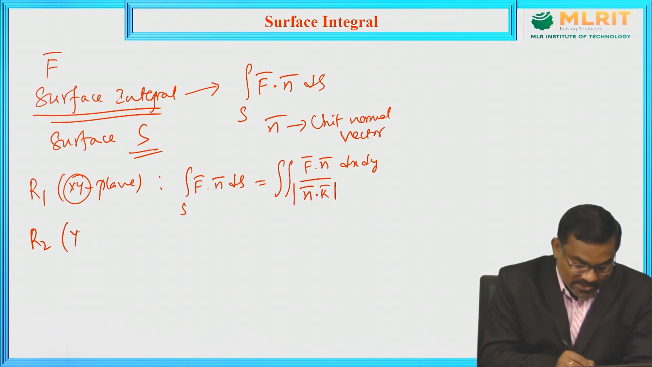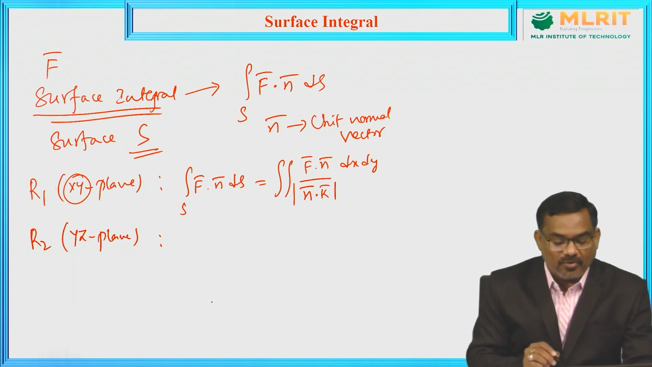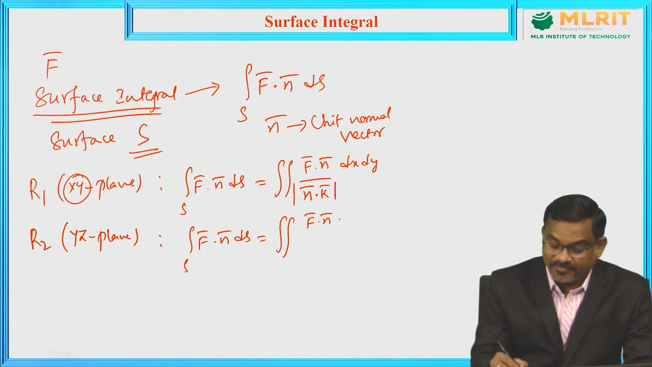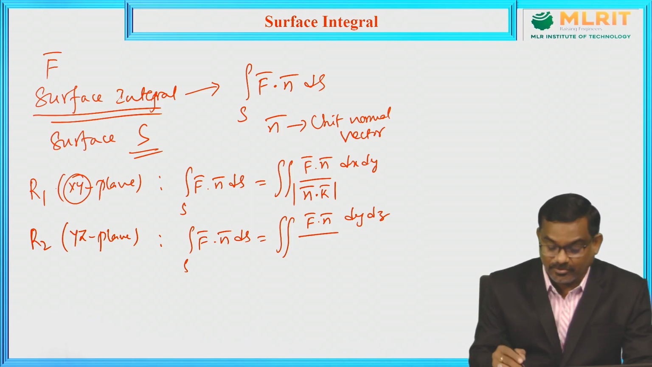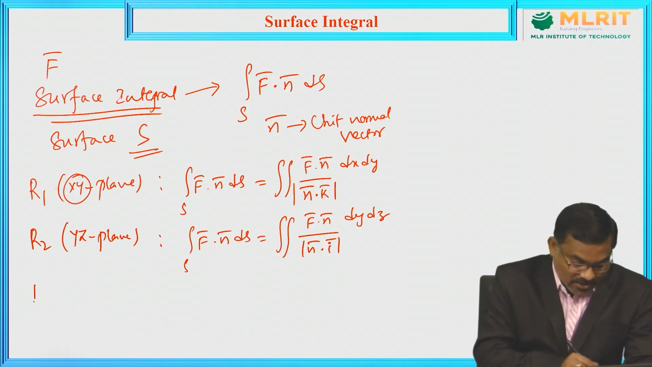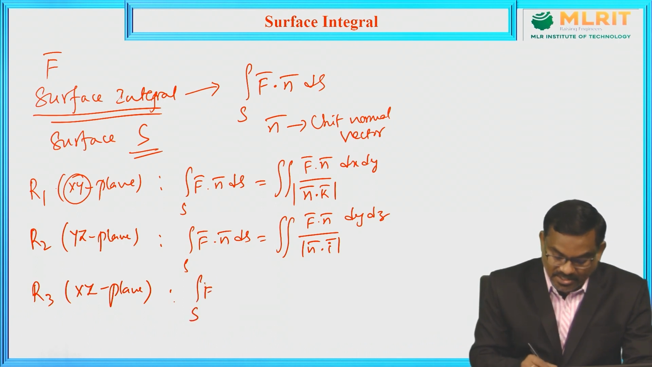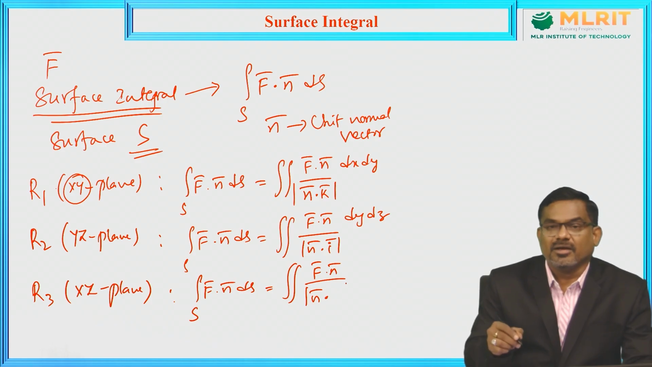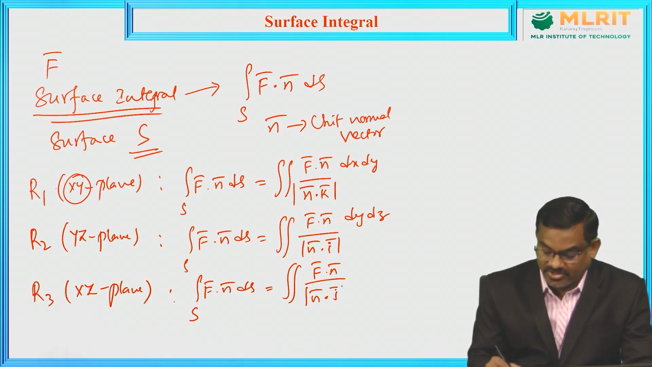Similarly, for R2, if I consider the projection of the surface on the yz plane, then this surface integral of F bar dot n bar dS will be the double integral of F bar dot n bar over n bar dot i bar, dy dz, because for the yz plane the perpendicular one is the x axis, and along the x axis i bar is the unit vector. And if I consider the projection of the surface on the xz plane, then the surface integral will be F bar dot n bar over the modulus of n bar dot j bar, because for the xz plane the outward drawn perpendicular one is the y axis, and along the y axis the unit vector is j bar, and since it is the xz plane we integrate with respect to x and z.